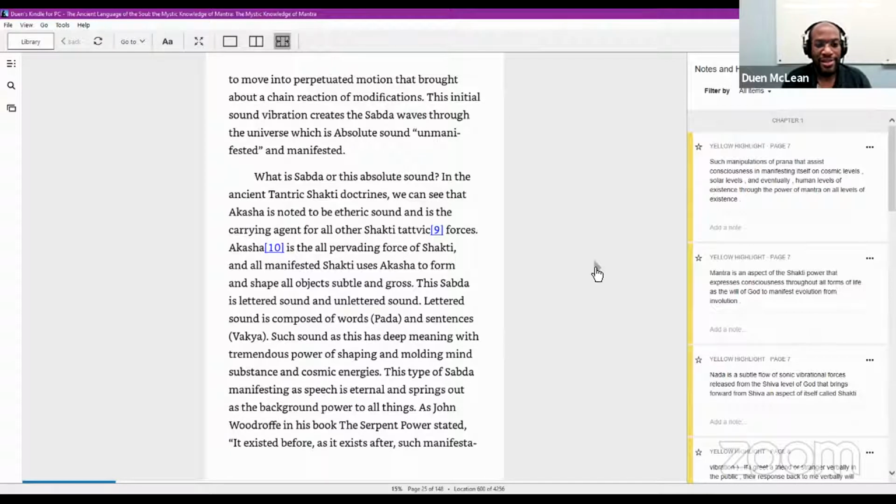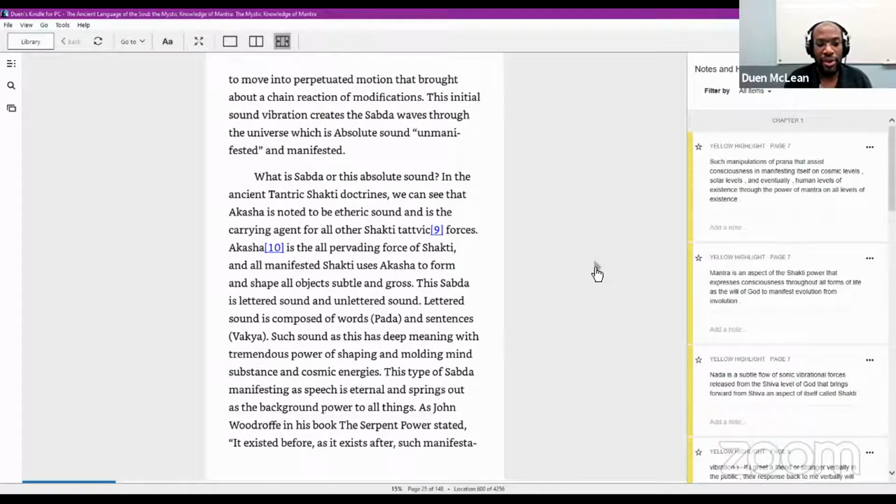In ancient tantric Shakti doctrines, we can see that akasa is noted to be the etheric sound and is the carrying agent for all other Shakti tattvic forces. Akasa is the all-pervading force of Shakti, and all manifested Shakti uses akasa to form and shape all objects, subtle and gross. This sabda is lettered sound and unlettered sound.